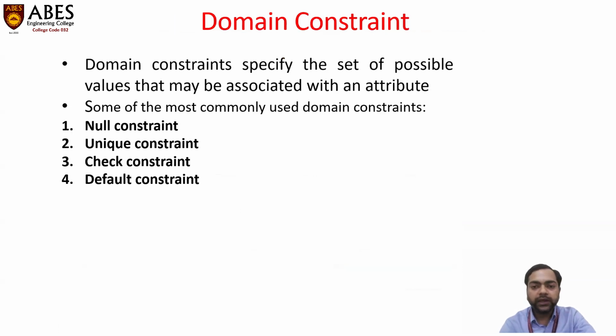Now we have domain constraints. Basically, these are the constraints which specify the set of possible values that may be associated with an attribute. For example, we know what a domain is. Every attribute is associated with a particular domain which specifies its type, the format, and the set of possible values that can be stored in it. Now, in domain constraints, we have different kinds of constraints, right? First of all, we have the null constraint, we have the unique constraint, we have the check constraint, and we have the default constraint. We'll discuss them one by one.